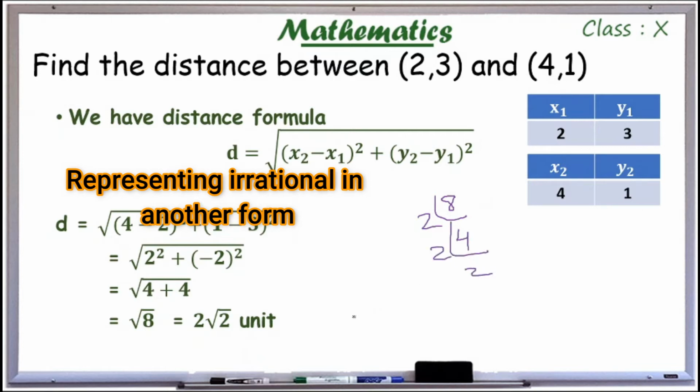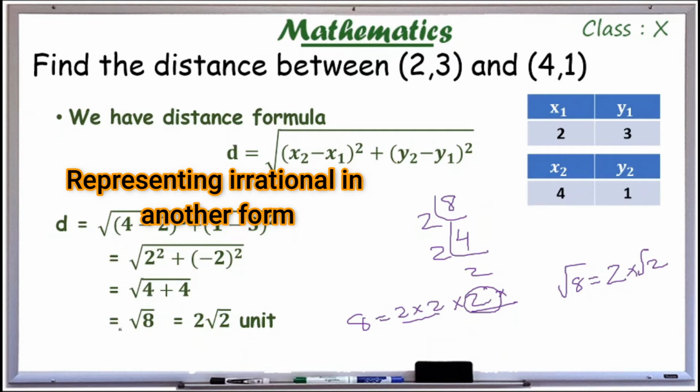So 8 is equal to 2 into 2 into 2. In order to find root 8, take one value from the two 2's. So 1, 2, and there are no other two values. So just represent the remaining 2 as root 2.